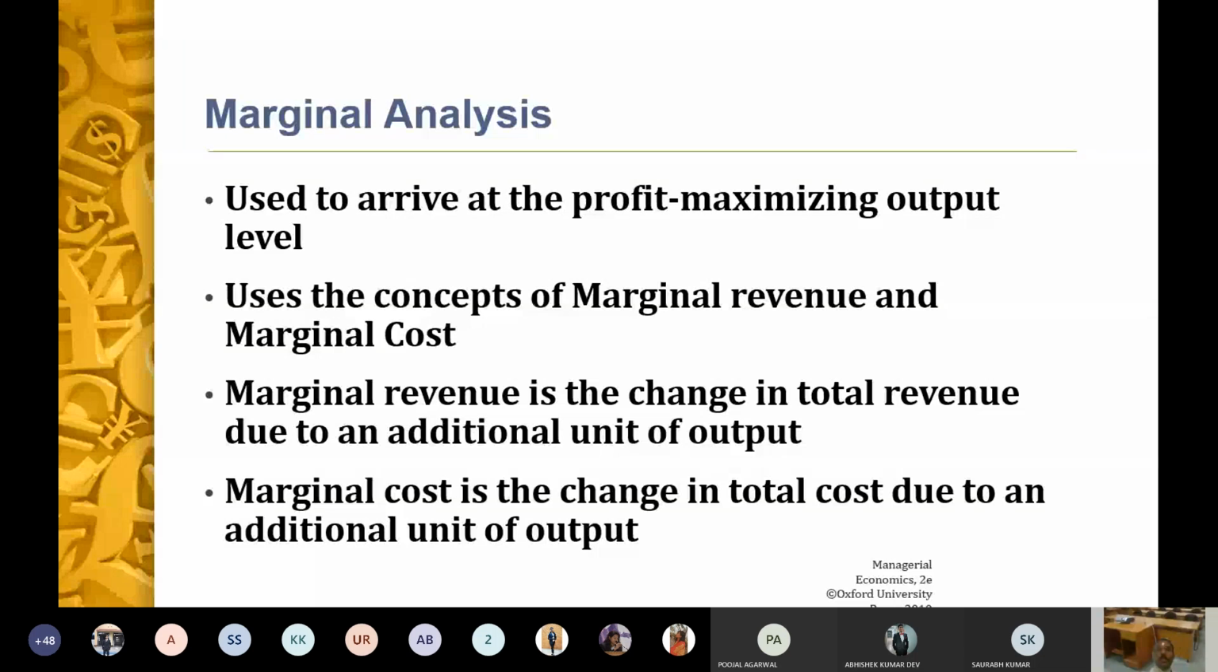Marginal revenue is the change in total revenue due to an additional unit of output. So this is again TRn minus TRn-1. And marginal cost is the change in total cost due to an additional unit of output. So we now understand what marginal cost and marginal revenue are. The same concept applies. You study the definition once, just change it, and you can remember it for all three of them. Any problem? Let me know.